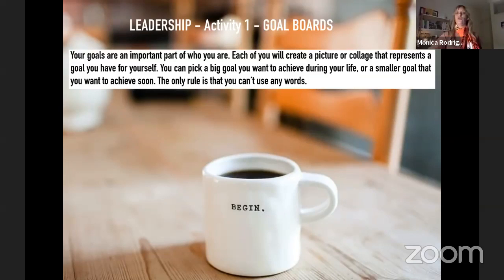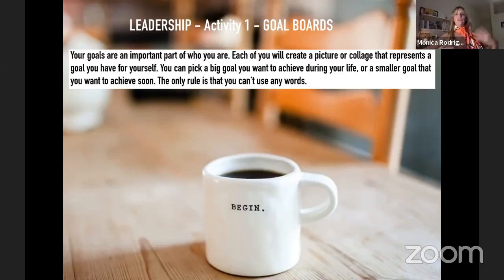So this is an invitation. Your goals are an important part of who you are. Each of you will create a picture or a collage of the goal that you have for yourself. So this picture, this image, this painting, this drawing, this whatever you want to show, your student will show you, will represent that goal that they have for themselves.